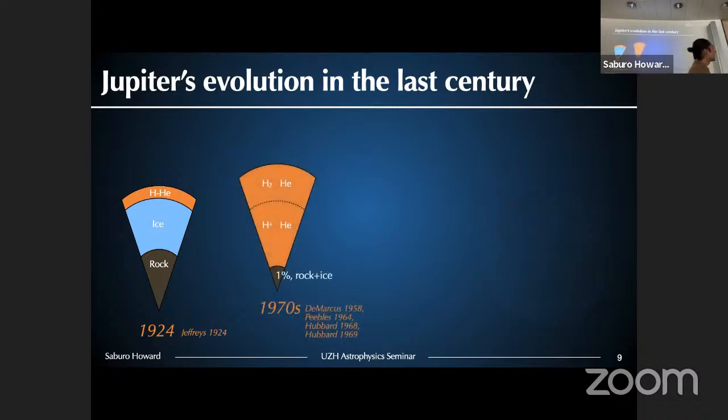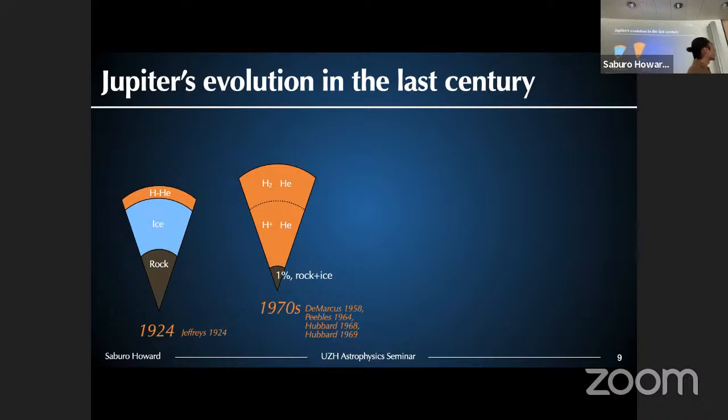Then in the 70s, here is the picture we had on the interior of Jupiter. So again, it was before the flybys of the first space missions. But at that time, you could use the motions of the natural satellites to get those gravitational moments. And so here, Jupiter is made of a central core, purely rock and ices, that would represent perhaps 1% of the mass of the planet. And this core is surrounded by a massive envelope of hydrogen and helium.